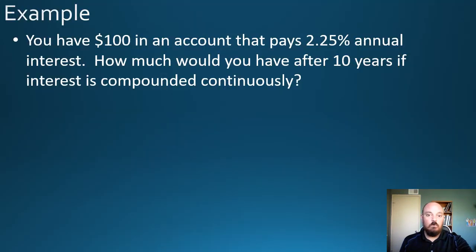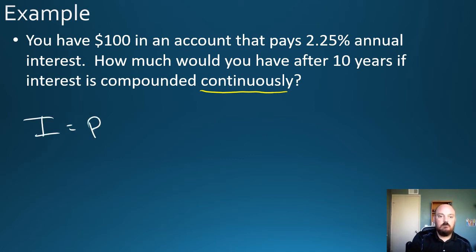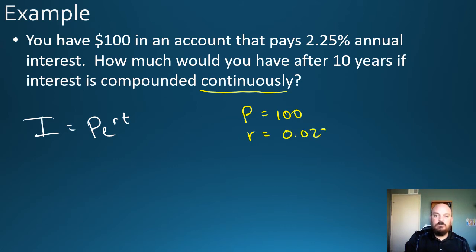So let's do one more part. This is our same example, $100, 2.5% interest, 10 years, but this time interest is compounded continuously. And as soon as you see that word continuously, you immediately want to start with this formula, P e to the RT. So there's no n in this problem. When you go to list your variables, it's the same as before. P is 100, R is 0.0225, T is 10 years.